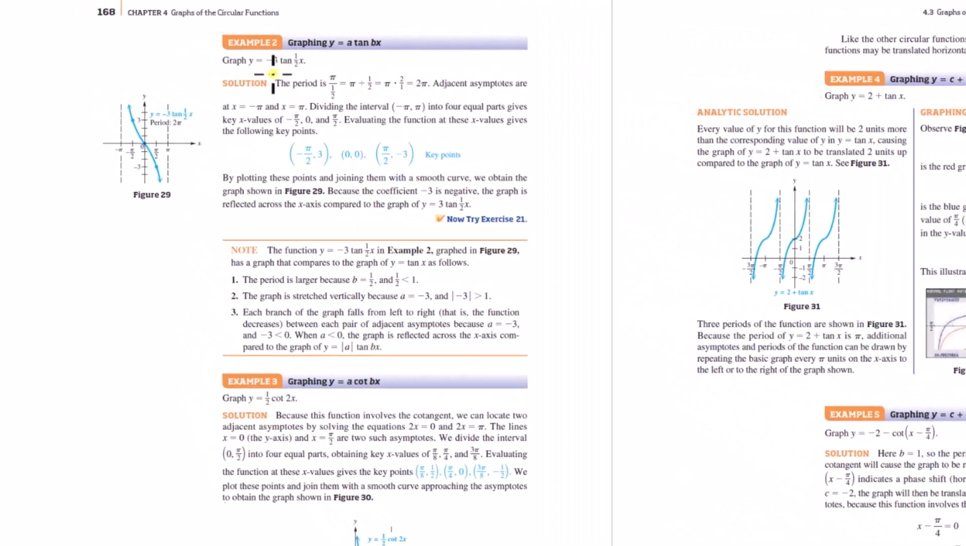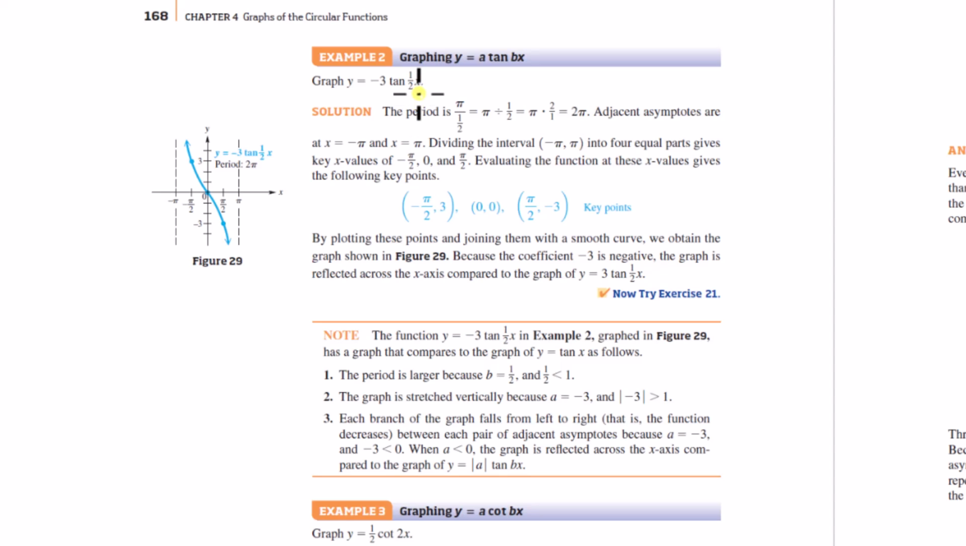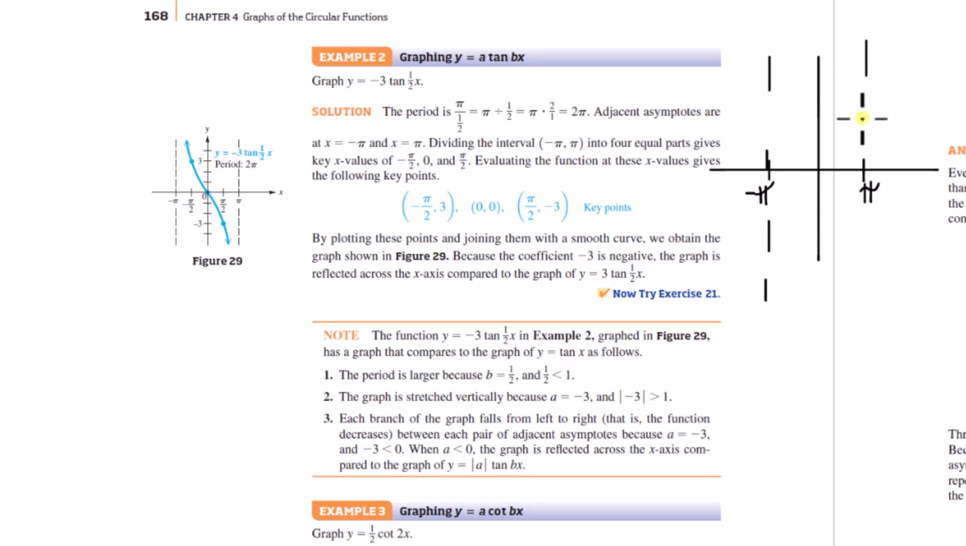Okay, let's see. Minus 3 tangent 1/2 x, so scaled about the y-axis by a factor of 2. So you're going to go from period pi to period 2 pi. So it'll go from like minus pi to pi, right? Then at the midpoint, it's going to go through the origin, no shifting horizontally. And then it's scaled up by 3 vertically and then flipped about the x-axis. So instead of being like this, it's going to be like this, which is kind of like the cotangent curve.